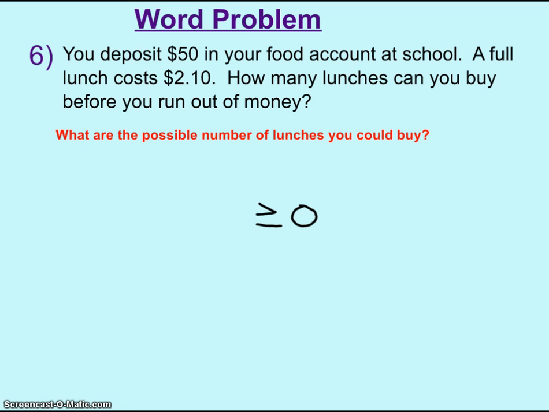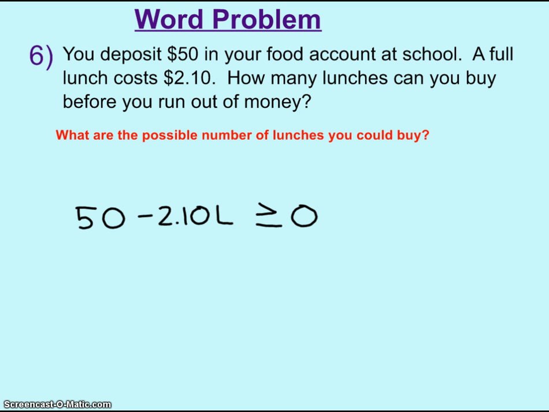So I have $50 to start. My starting point is just a one-time number, so as a result I don't put the variable with it. And each time I have a lunch, I go ahead and I subtract off $2.10. So that is my change. That is my rate of change. I subtract off $2.10 for each lunch that I purchase. So here's the inequality that's going to help me find the possible number of lunches I could buy before running out of money, or up until I run out of money.